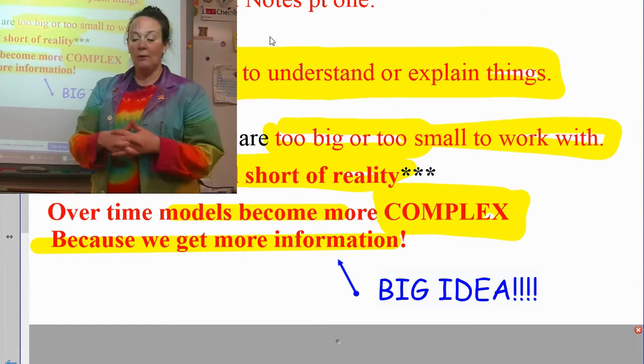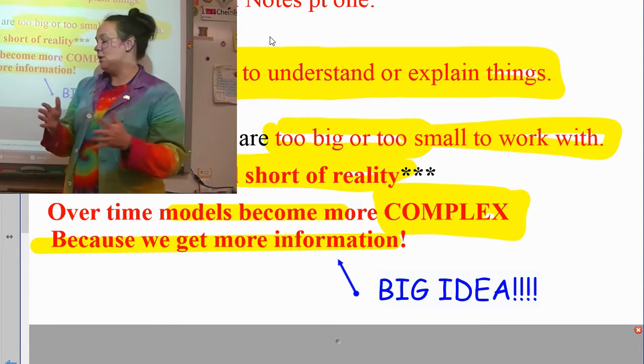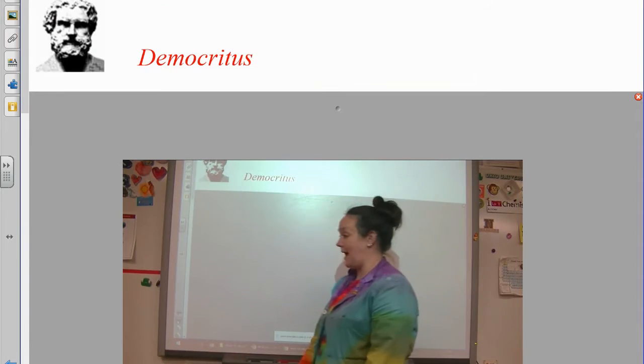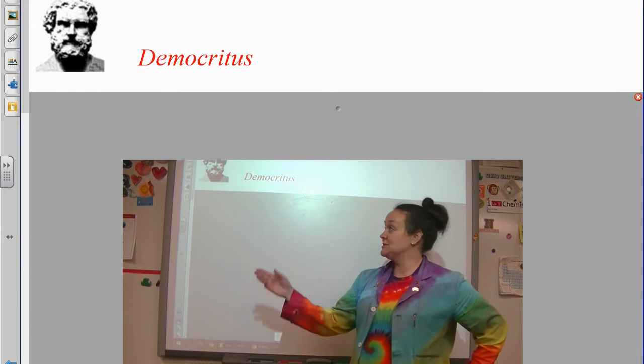So now we're talking about the history of the atom. How do we discover the atom? Who discovered the atom? All that kind of good stuff. And we have to go all the way back to the Greek times. So the first person you're going to want to write down and know, his name is Democritus.